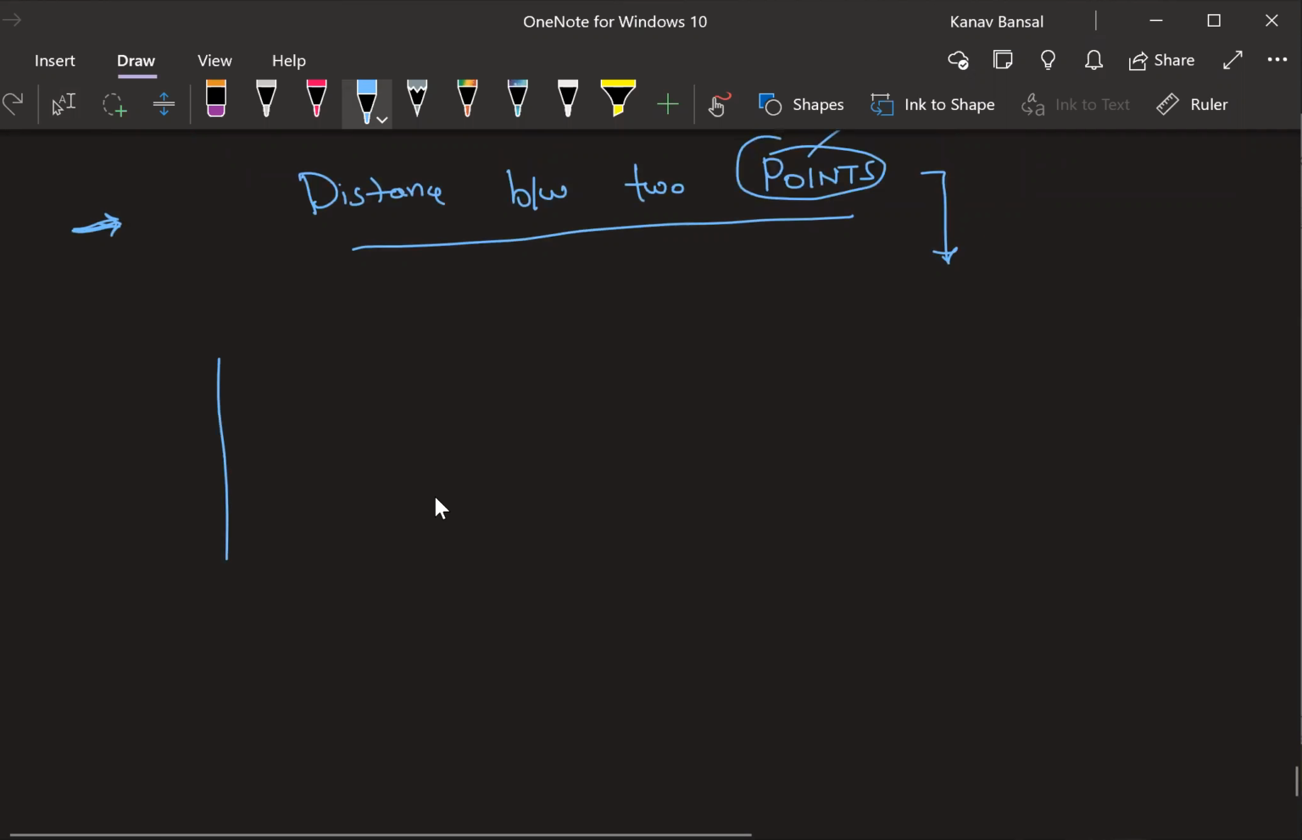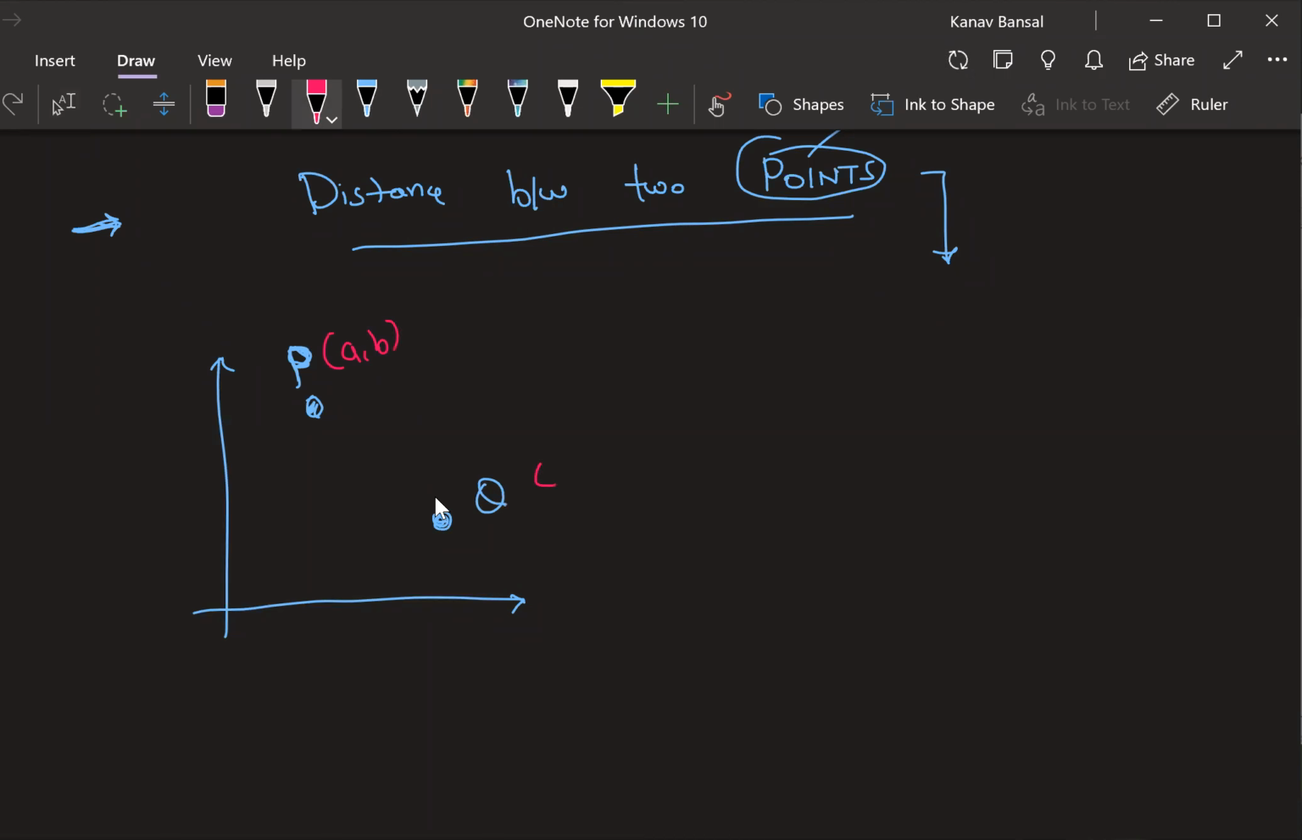Let's take an example. Let's say we have a 2-dimensional thing here. We have a point somewhere here. Maybe let me call this point as P. Let's call another point as Q. So let's call this point as A comma B, and similarly this point as C comma D. In this case, this is A, this is B, this is C, and this is D.